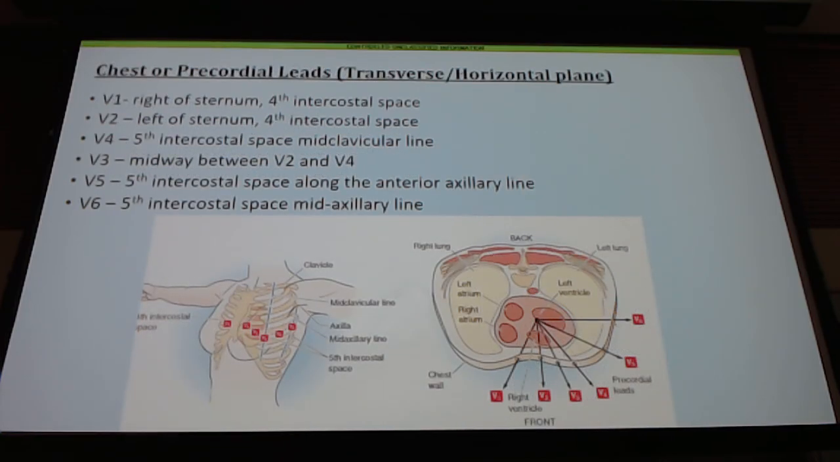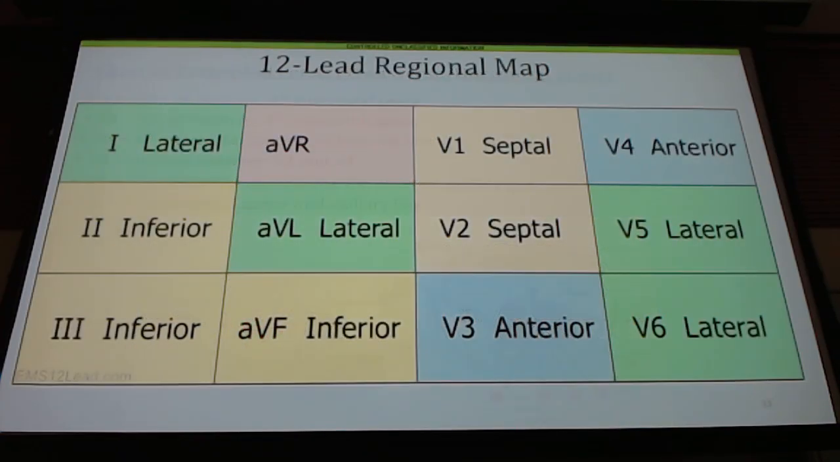Now, looking at the chest leads to help give us that 3D view, we're looking at a horizontal plane going right to left, and you can see how the leads are arranged. This gives you an idea of what's going on in the myocardial wall in that horizontal plane. And this is ultimately what we get when we place our leads in this fashion.